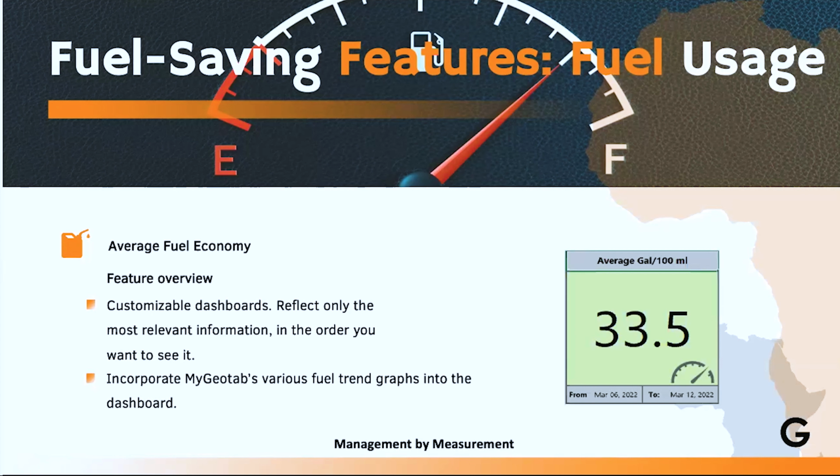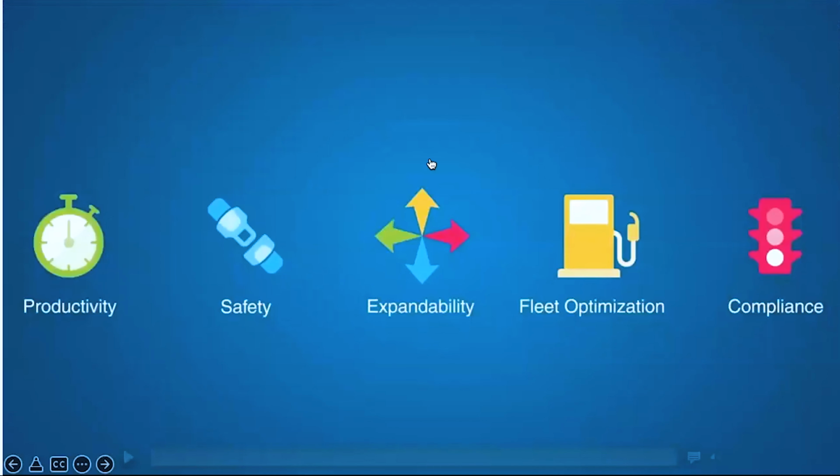Within the system, what you see on the slide is a 33.5 average fuel economy, but this would obviously differ based on your fleet performance. In the next slide, I'll give you a better look at custom reports on fuel economy, and this will be through a video.